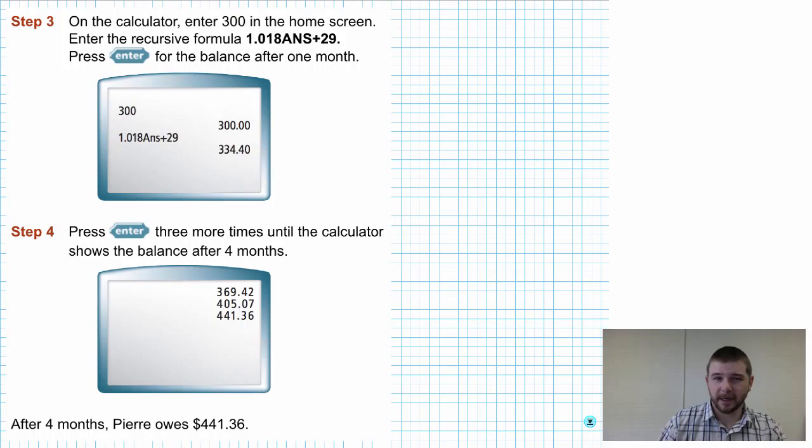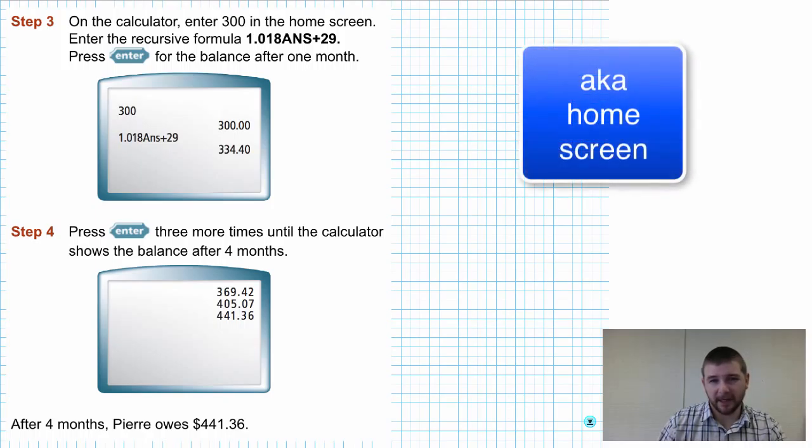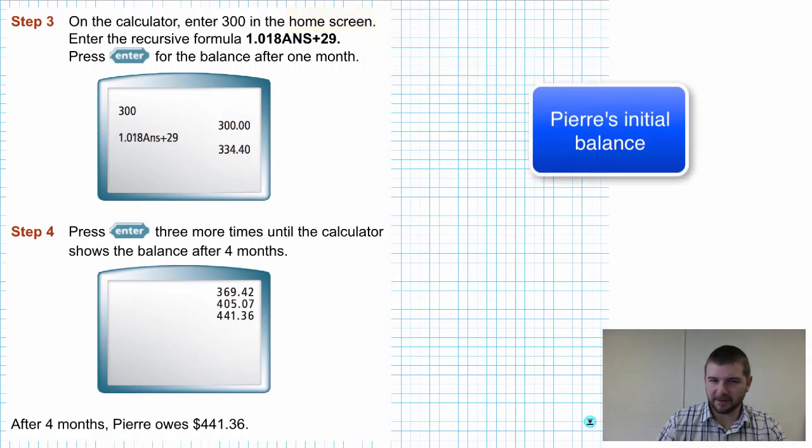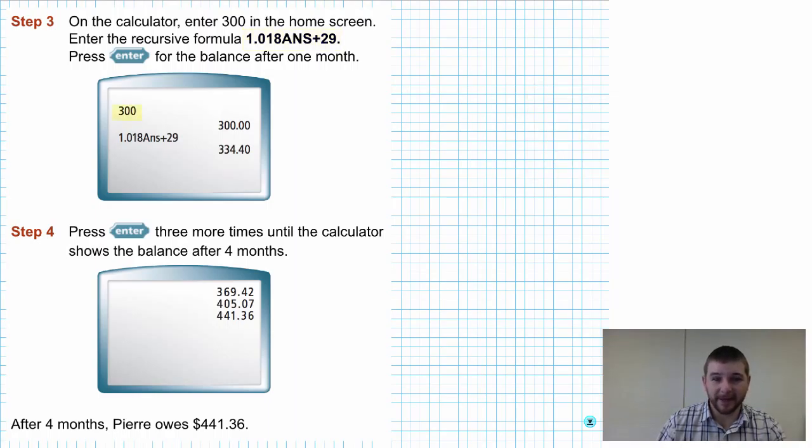Step 3. On your calculator's main screen, so the blank screen where you typically begin typing in calculations, enter 300. Of course, we know what 300 represents. And enter the recursive formula. So 300, enter. Then enter the recursive formula, that expression, 1.018. Now enter answer. So on your graphing calculator, that will be second and the negative sign. That will automatically input the answer from the previous set of operations on the calculator.